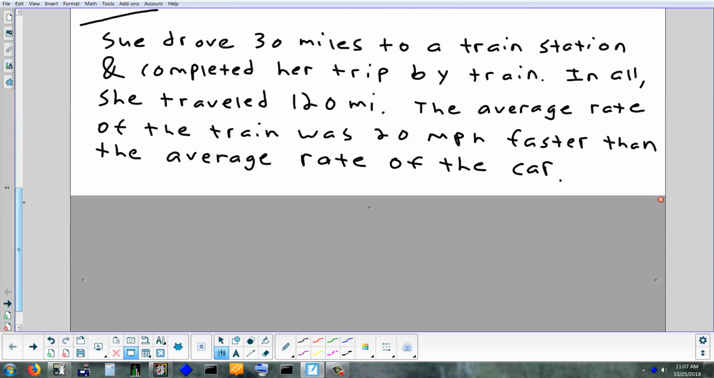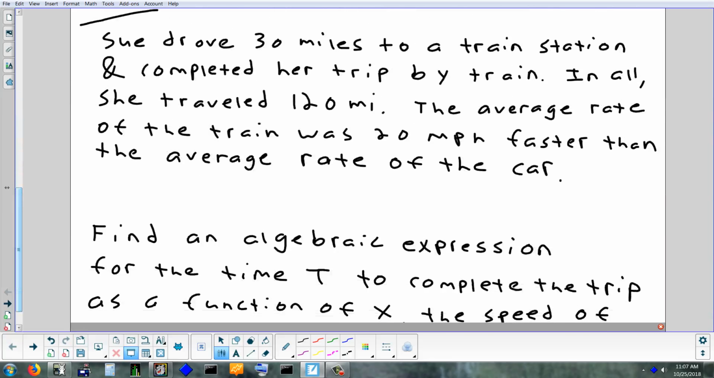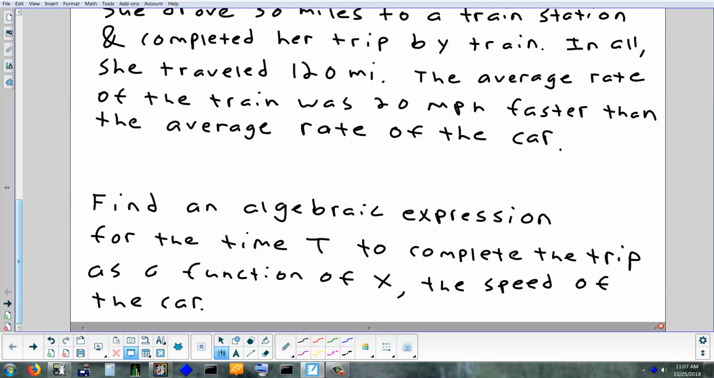All right. So what they want you to do is find an algebraic expression for the time it takes to complete the trip as a function of x, which is going to represent the speed of the car. So we want an equation for the amount of time it takes to complete the trip as a function of how fast she goes in her car. When we're done, we'll have a formula where you can say she drove 50 miles per hour in the car, I can plug it in, and I can tell you how long it took to do the trip, car and train together.